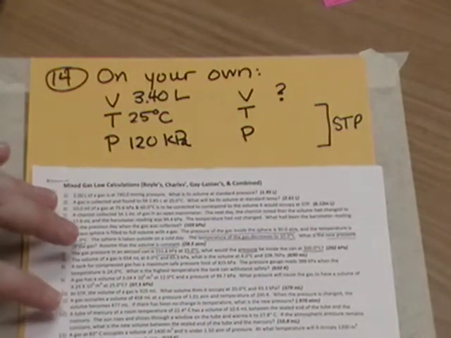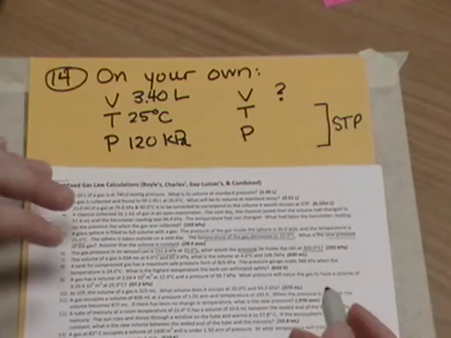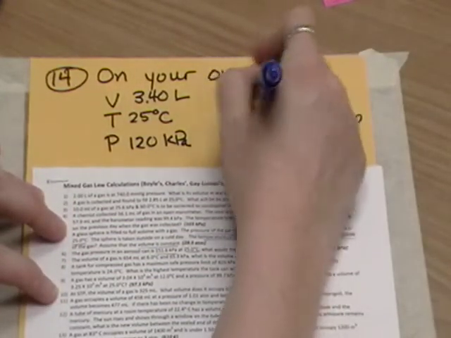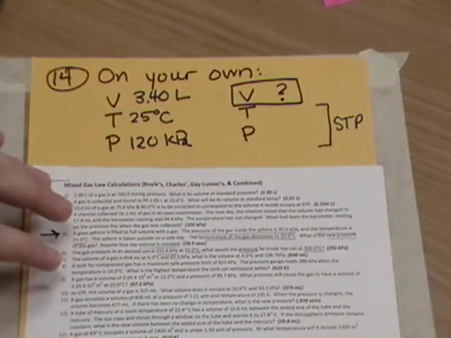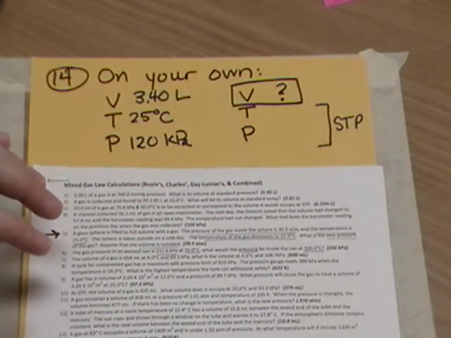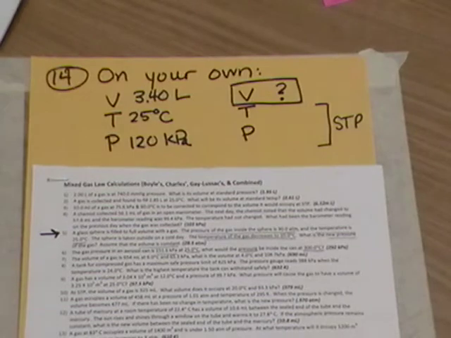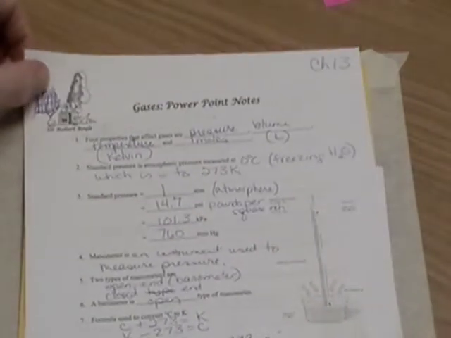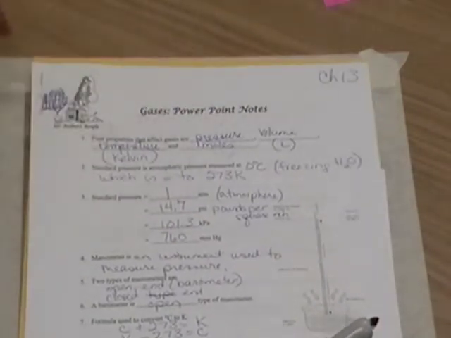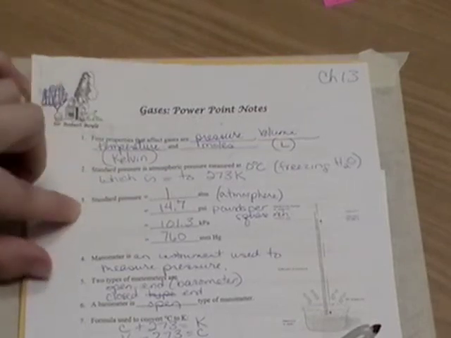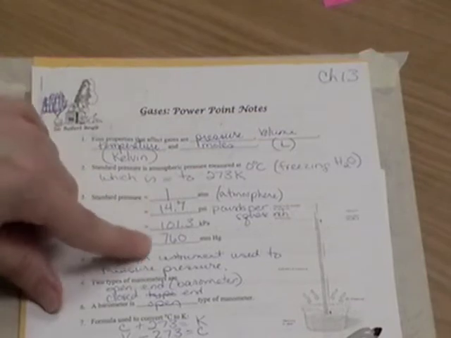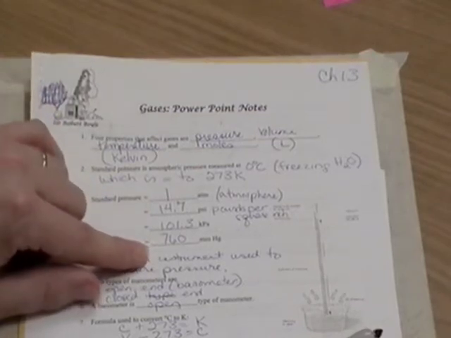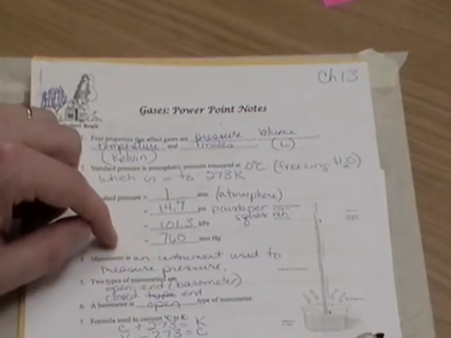Then I go over to the other side and it says what is its volume, so this is what I'm looking for right here. But it doesn't give me a temperature or a pressure. It tells me it's standard temperature and pressure. This is where you need to go and pull your gas PowerPoint notes out. And you'll see that number 3 says the standard pressure is right there. It's listed. ATMs, PSI, kilopascals, millimeters of mercury.